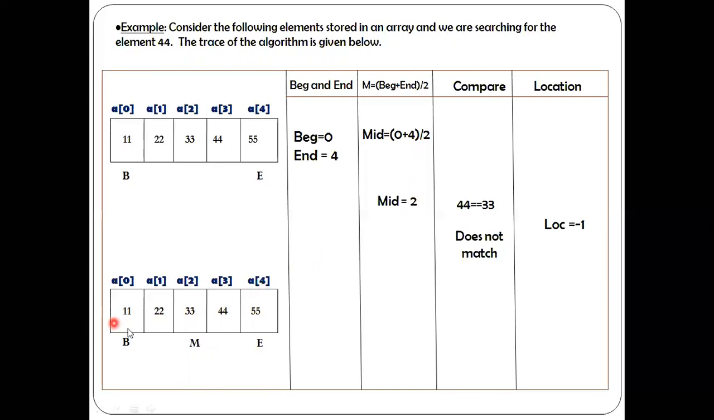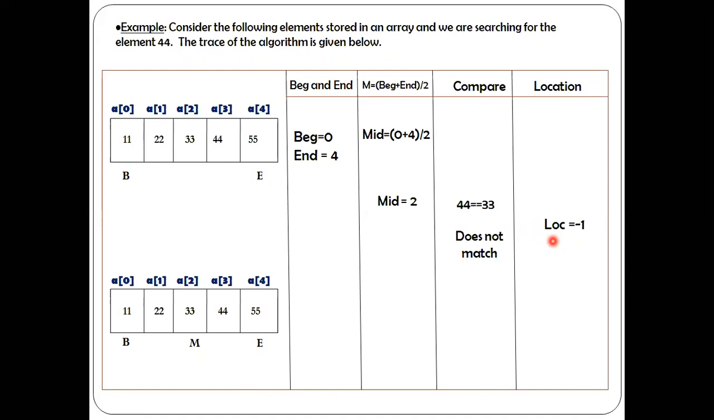Look at the array: begin, end, and middle. So the middle element is 33. Okay, the position is A of 2. So now we'll compare the searching element with the middle element. Searching element is 44, middle element is 33. Middle element position is 2, but the middle element is 33. Is 44 equal to 33? Condition false, does not match. See, location remains -1. Location value gets changed only when the condition is true.